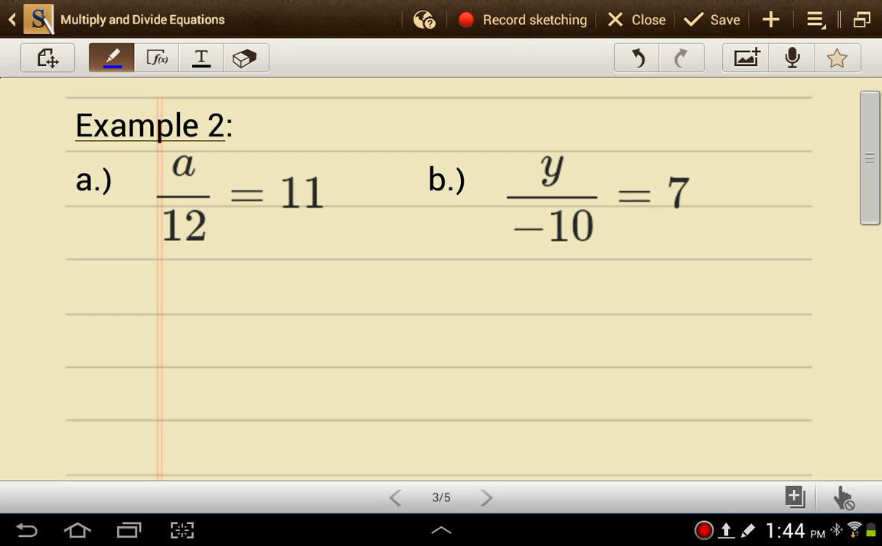Now here's how I'm going to show my multiplication. I'm going to use parentheses. You could use a dot if you want. That also works. I'm going to make a big 12 off here to the side. 12 here and 12 there.